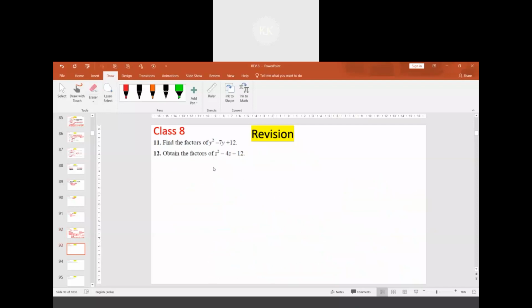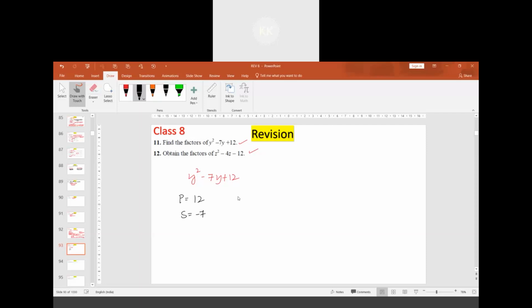Let us see one more question before the end. Let's see these two questions, then I will stop. Find the factors of this. It's like splitting the middle term. In detail, let me tell: the product has to be positive 12 and the sum has to be negative 7.